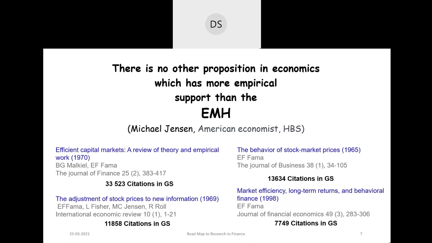The previous work, The Behavior of Stock Market Prices, appeared in the Journal of Business. It has 13,634 citations. I have just cited market efficiency, long-term returns, and behavioral finance, the more recent work from 1998. It appeared in the Journal of Financial Economics and the Journal of Finance. Don't forget, these are two very important quality journals in finance. These four works altogether have citations passing 50,000.